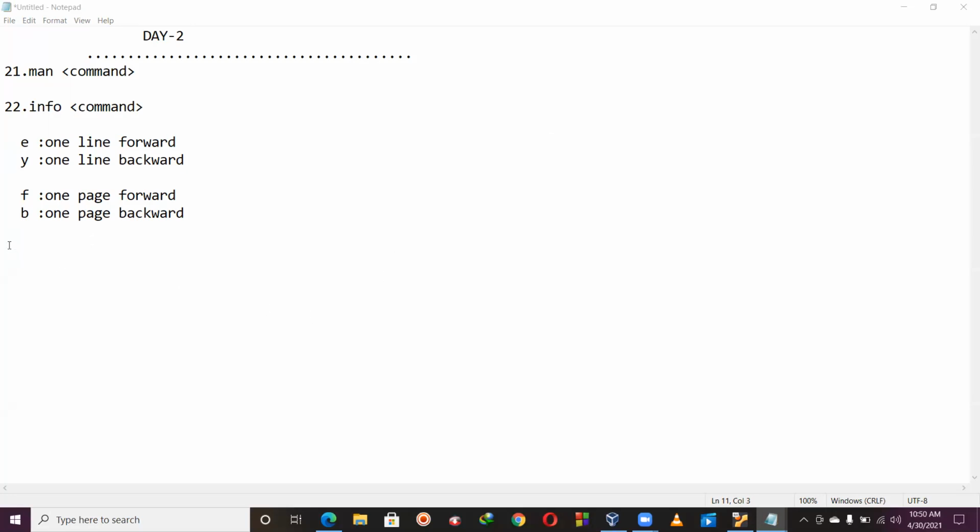Next one, write down another command, command number 23. This is ifconfig. Very important also. What is it for? It is for getting networking information.